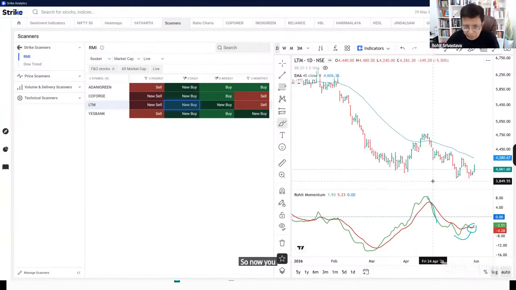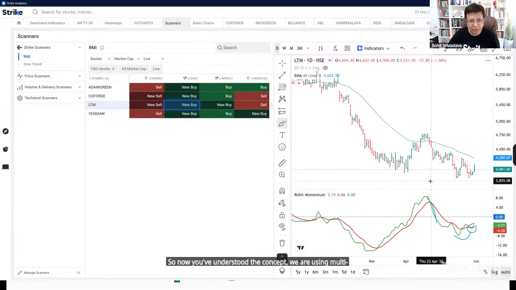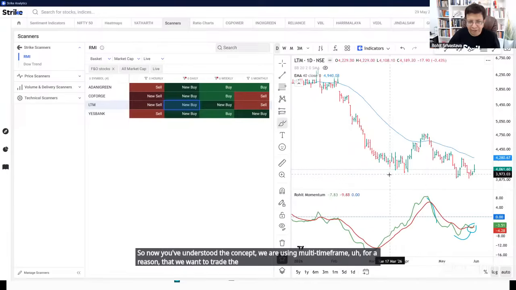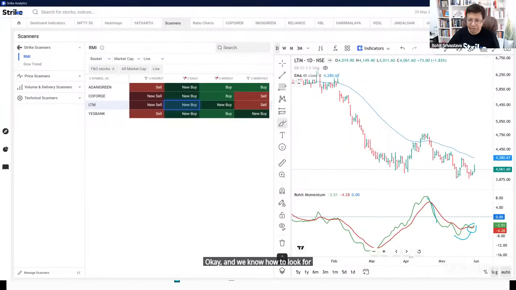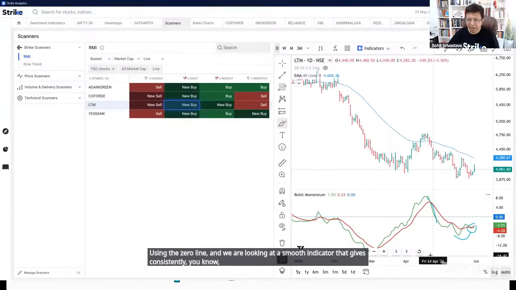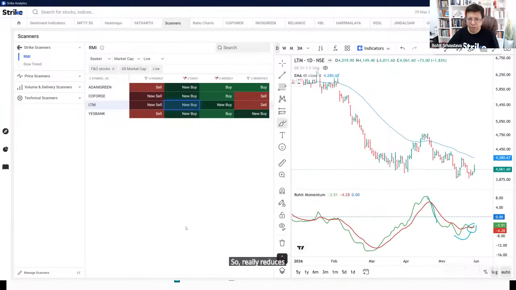So now you've understood the concept. We are using multi-time frame for a reason, that we want to trade the higher time frame on the lower time frame. Okay, and we know how to look for which are the good signals using the zero line. And we are looking at a smooth indicator that gives consistently fewer signals than if it was more erratic. So it really reduces your work, and you can do this ahead of time.